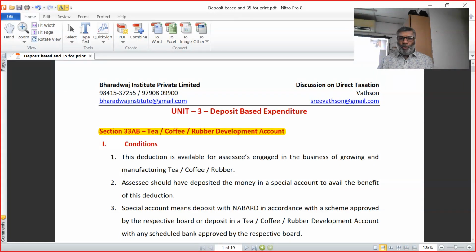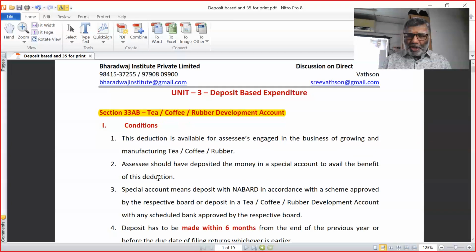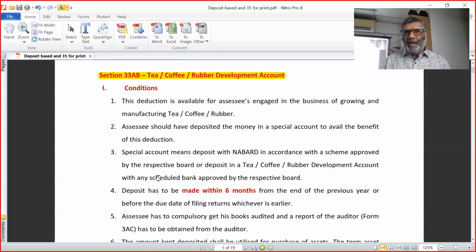Okay, let's go slowly. Deduction is available for assessees engaged in growing and manufacturing of tea, coffee, rubber. Not for the trader, not for the tea shop which you see outside. It is only for growing and manufacturing. The assessee should have deposited in a special account. Special account is by NABARD, or any account approved by the respective board. Deposit has to be made.